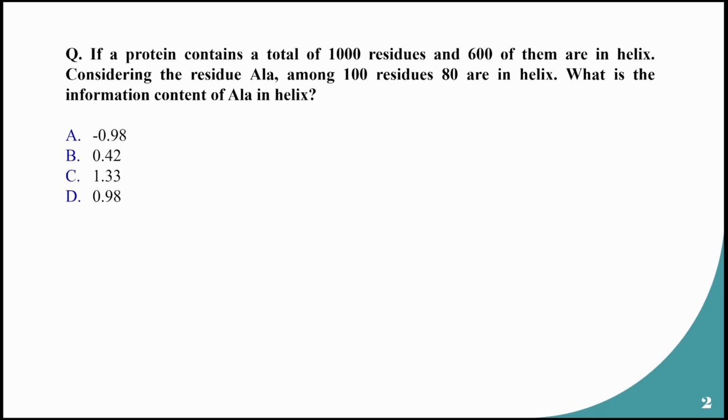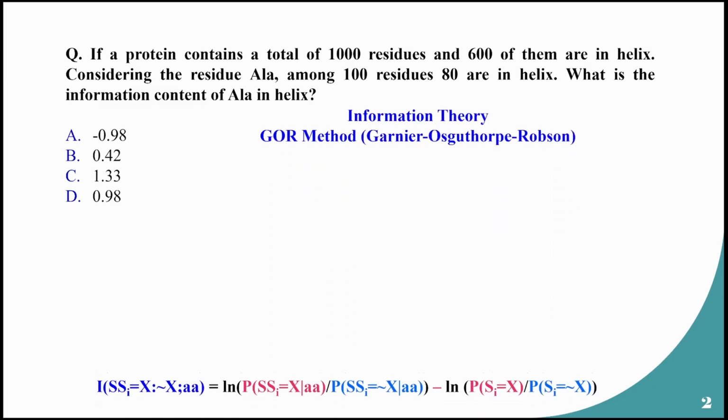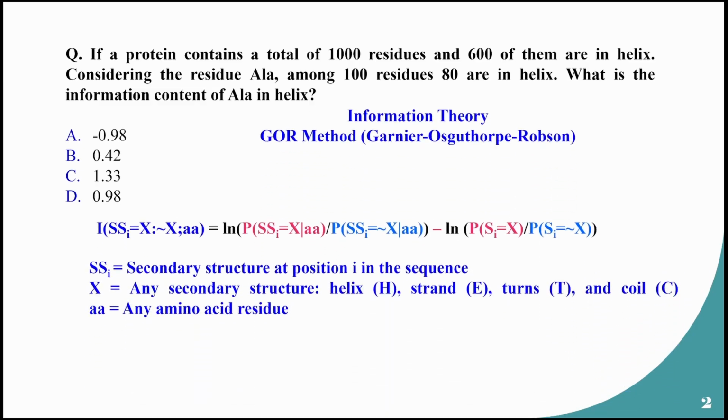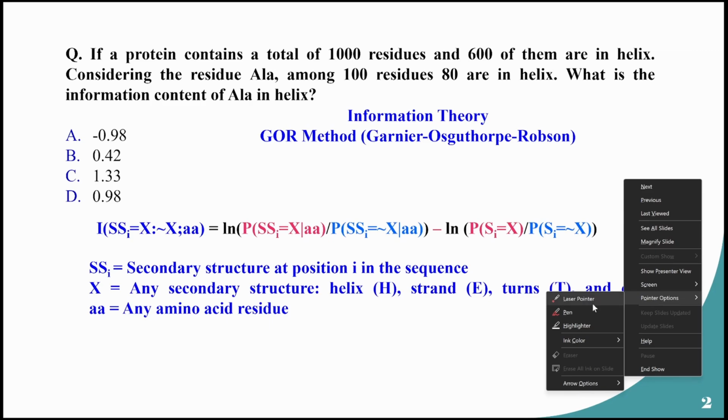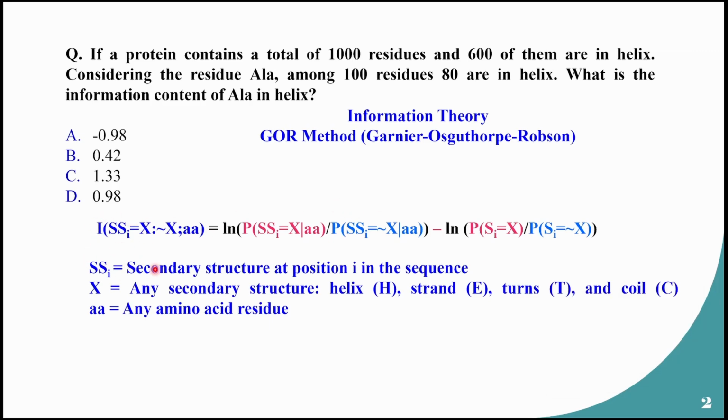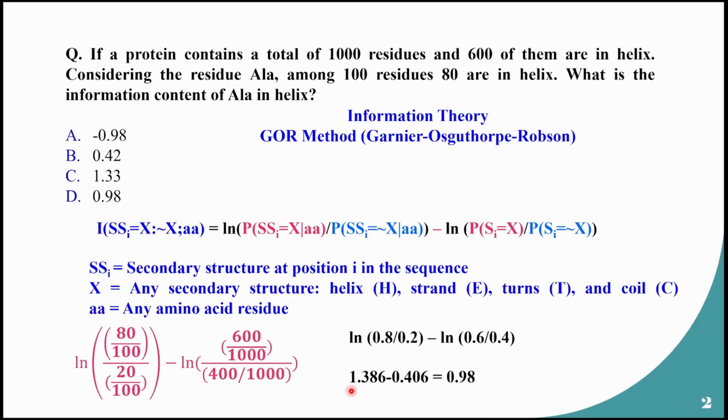For a quick recap of the previous week's lecture, we talked about concepts such as information theory in the GOR method, regarding particular types of secondary structures and their prominence for particular types of residues. If you are given questions regarding a particular residue for which overall information along with secondary structure information is given, then you can calculate the information content for that residue for a certain type of secondary structure using the GOR method. We went over that using this formula here.